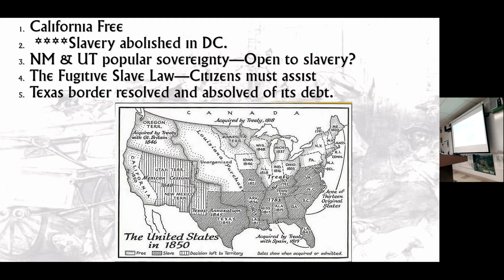The problem is, I think you might notice something here. There might be a lot for sections to like, but there's even more for sections to hate. The South was infuriated about this. The North was infuriated about this. It didn't pass. It wouldn't pass. Free soilers would not vote for it. The fire eaters won't vote for it.